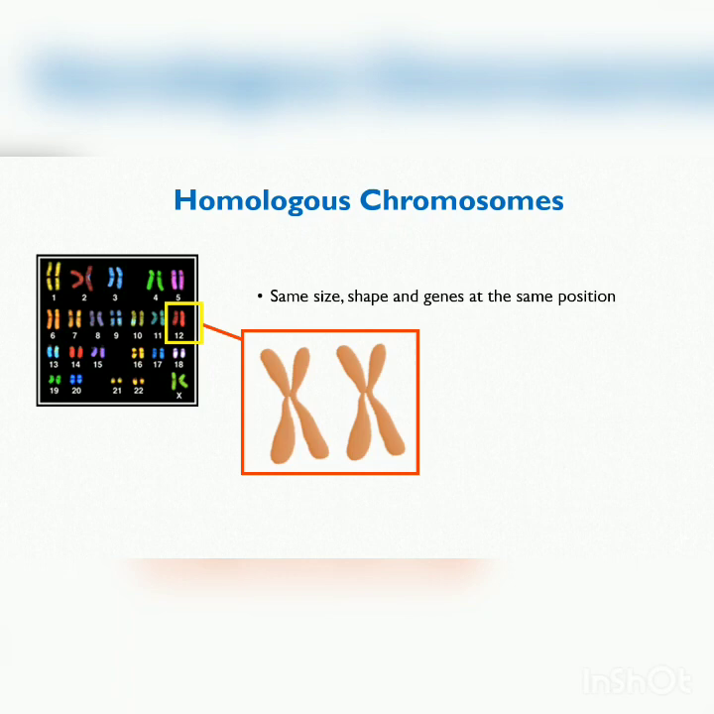Homology means same size, same shape and same genes at the same position, right? So each human somatic cell has the same kind of karyotype and the same kind of homologous chromosomes. This concept should be clear, and these are the duplicated chromosomes.